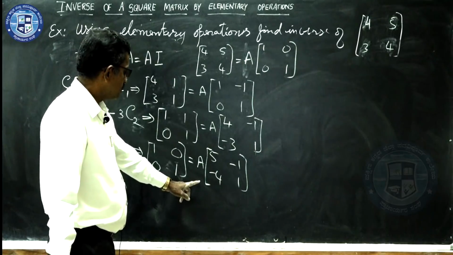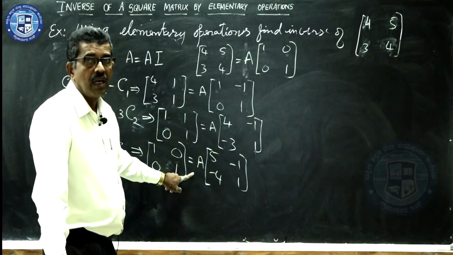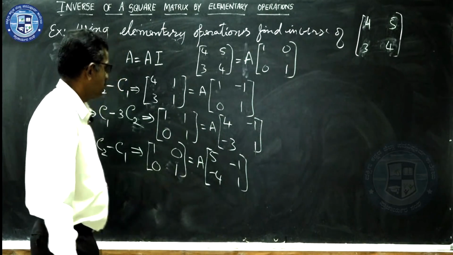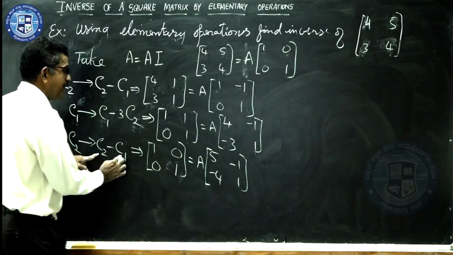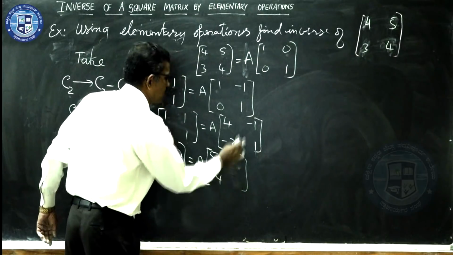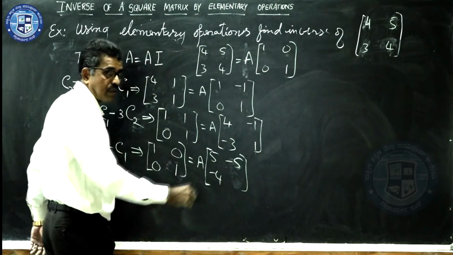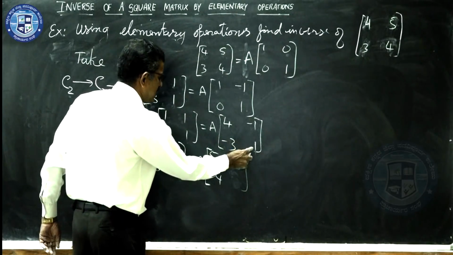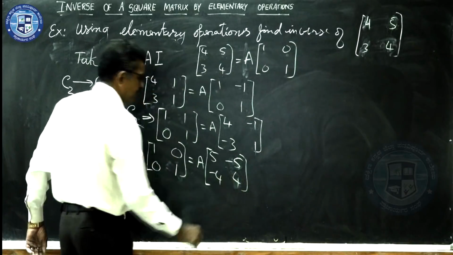So, we expect A into what? What operation I just asked here? C2 minus C1. C2 means this one, minus C1. I did the mistake. Can you identify what mistake? Minus 1, minus 4, it is minus 5. And we have here, what is this minus this one? It is 4.